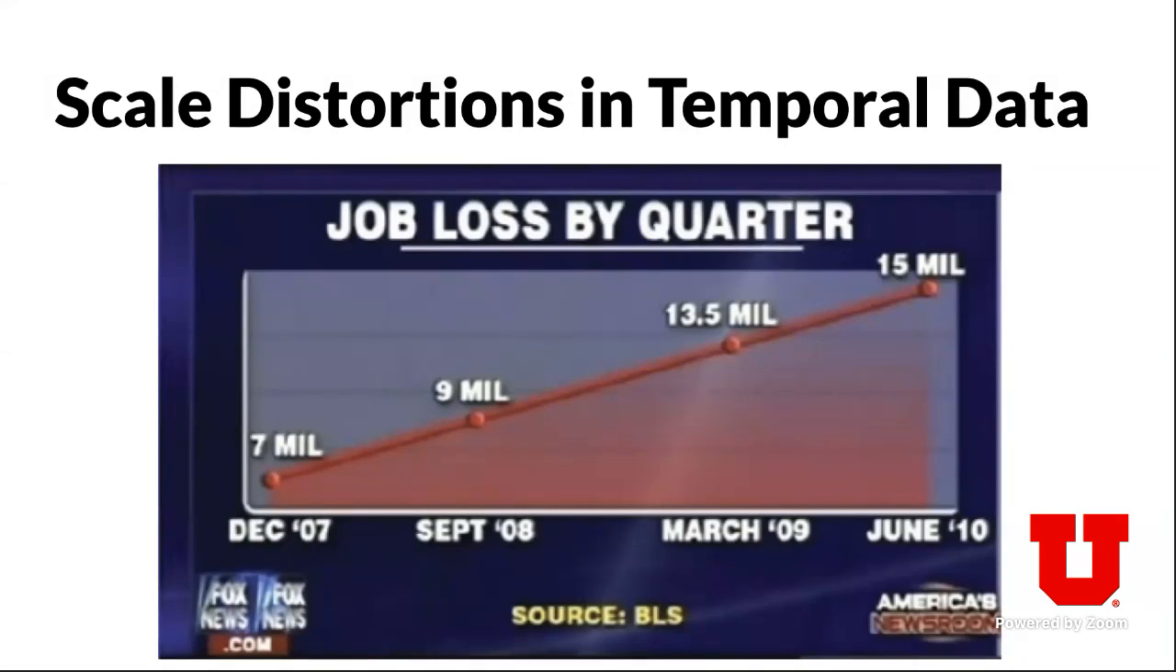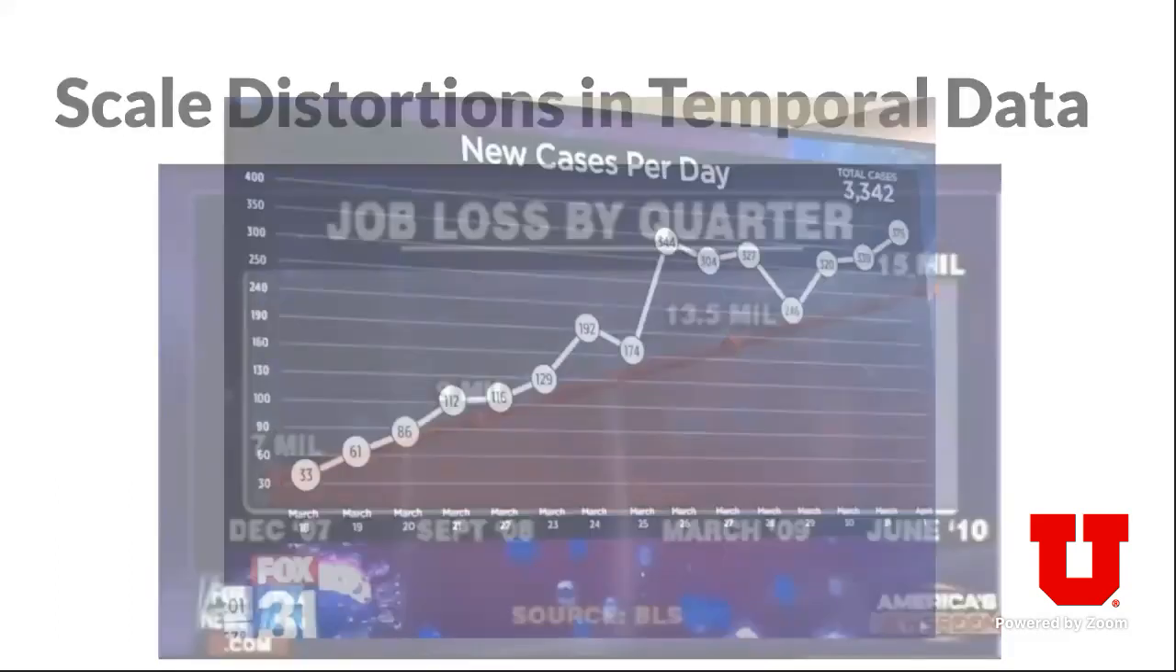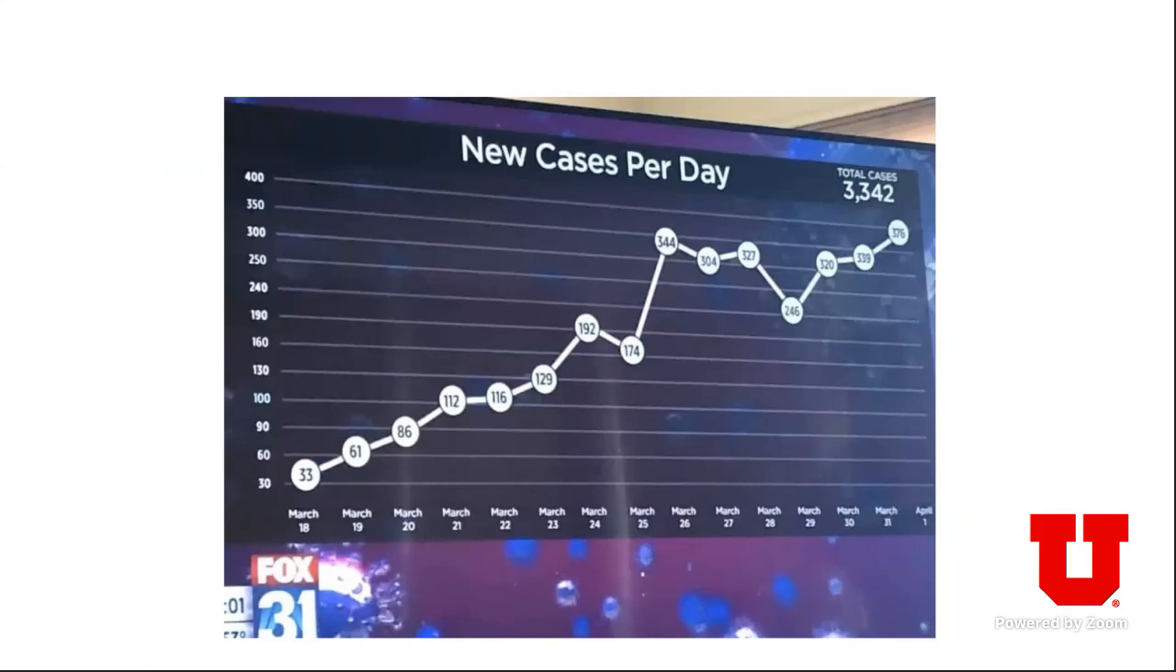Great. And this kind of scale distortion in temporal data can be a problem, because you can fiddle with it. So here, for example, we have job losses by more or less arbitrary quarters. These quarters are not regularly spaced as they would look in this particular visualization here. Here's another one. This is a recent coronavirus one. So what's wrong with this chart here?